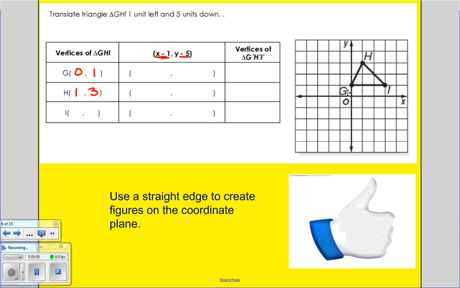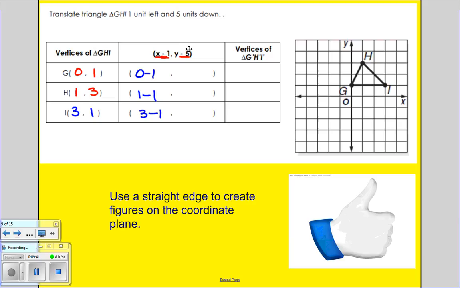And I is at positive 3 on the x-axis, 1, 2, 3, and 1 up on the y-axis, so that's a positive 1. So here's my original coordinates. Now I am going to translate them. So I'm going to subtract 1 from every x coordinate. So this is going to be 0 minus 1, 1 minus 1, and 3 minus 1. That's going to move me 1 unit left for the x-axis.